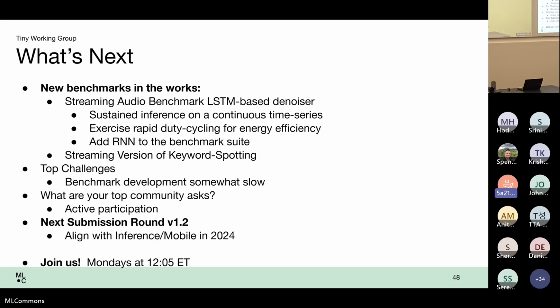And a lot of those wind up being heavily duty cycled. So you might run inference on a frame every 20 milliseconds. You spend a millisecond on the computation and you go back to sleep. And so the streaming benchmarks are intended to exercise some of that type of functionality, as well as introduce an LSTM into the set of benchmarks, which we don't currently have.